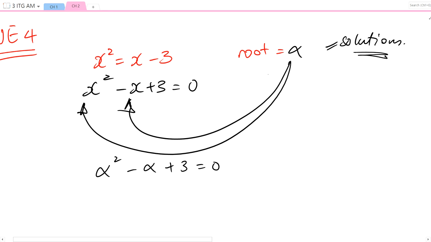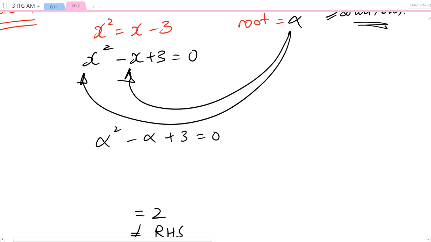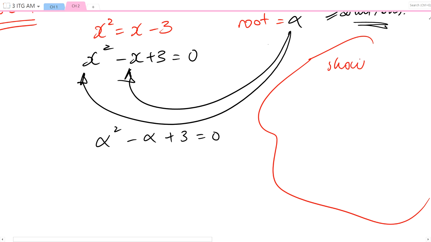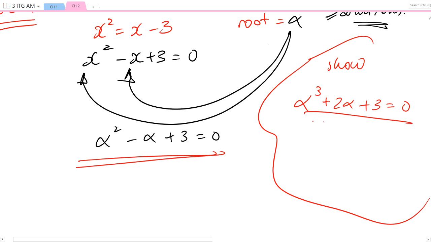Okay? Then I'm going to do manipulation. Let me keep it at the back of your mind. We want to show that alpha cubed plus 2 alpha plus 3 equals to 0. We're running short of time already. I want to show alpha cubed plus 2 alpha plus 3 equals to 0. Currently, what do I have? Are they the same? No. I require an alpha cube.